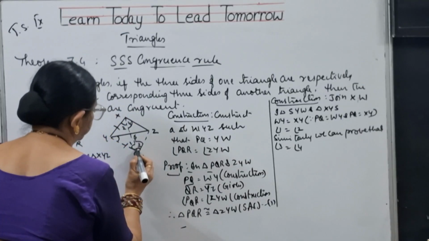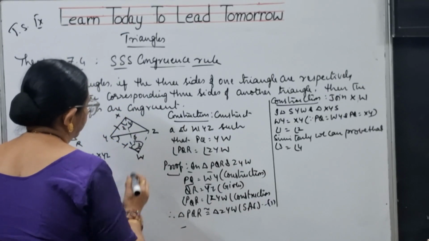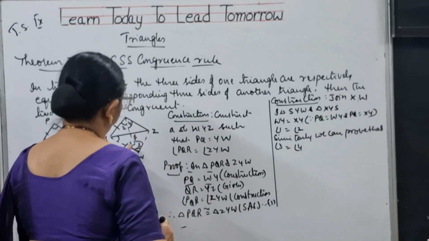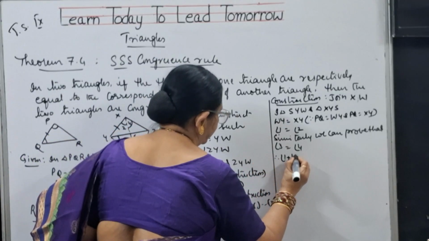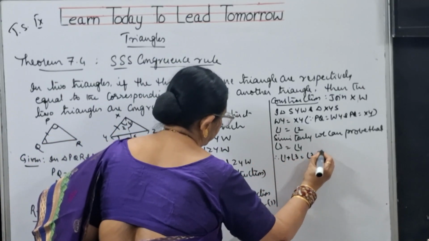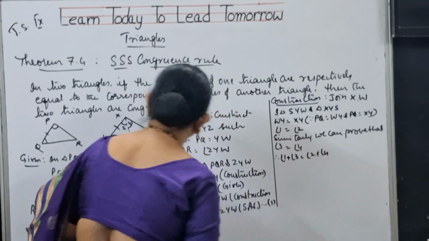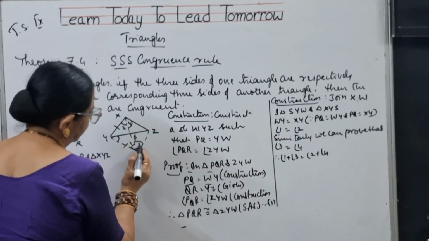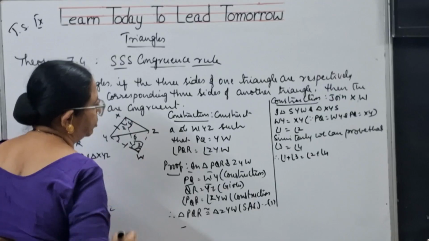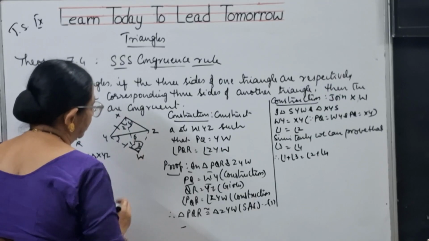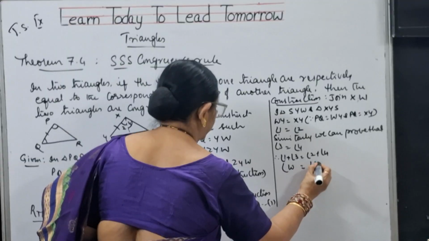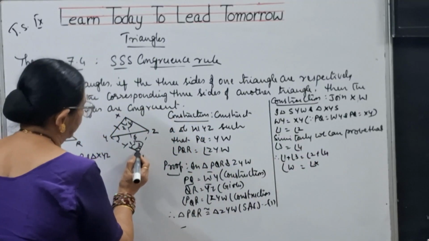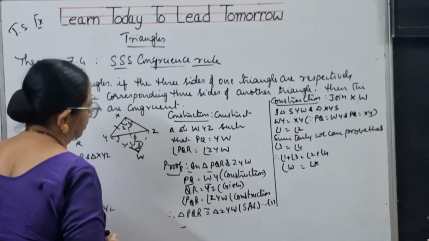Now, angle W is angle 1 plus angle 3. Therefore, angle 1 plus angle 3 is equal to angle 2 plus angle 4. This is nothing but angle W is equal to angle X.